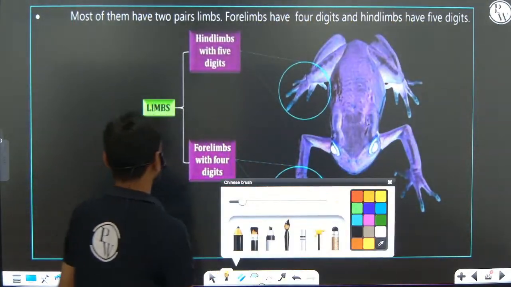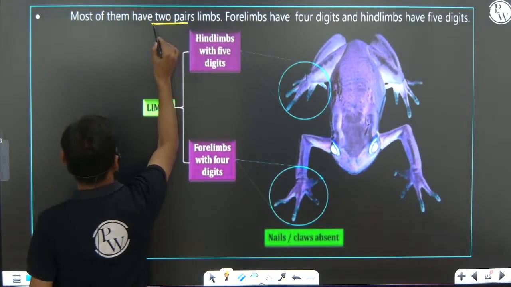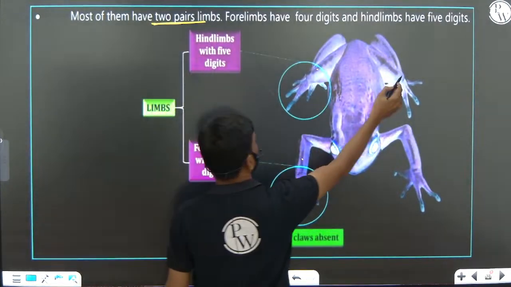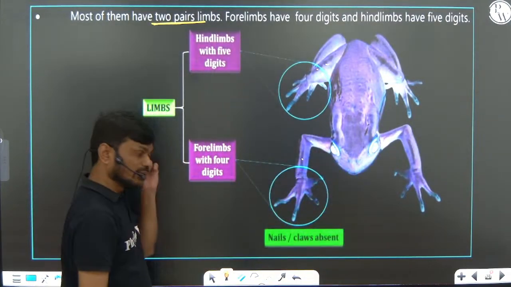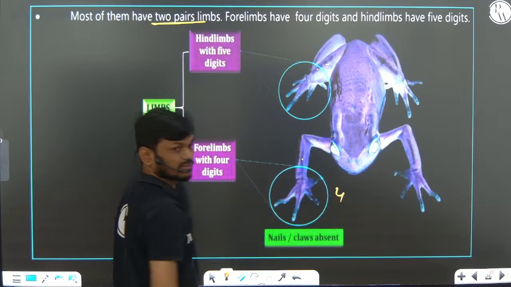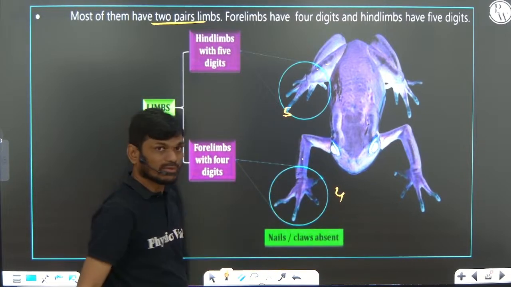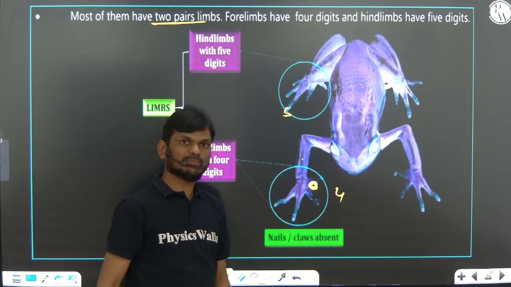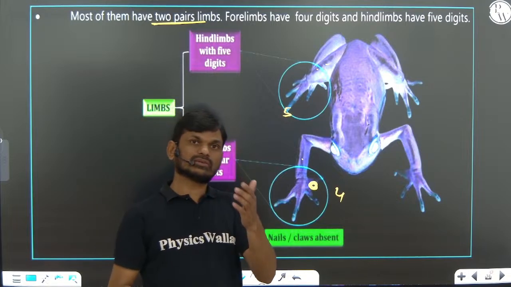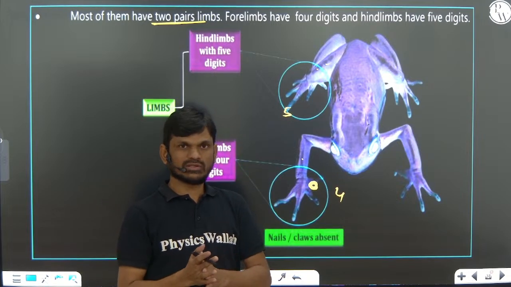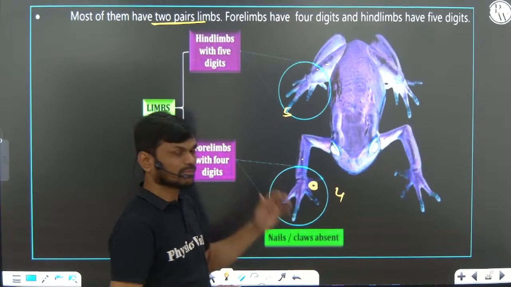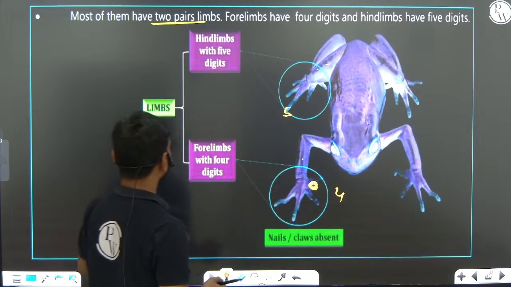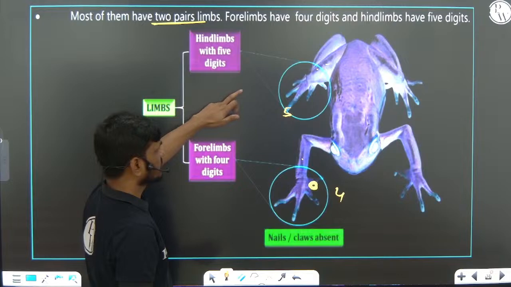So two pairs of limbs are present. Most of them have two pairs of limbs. We can say these are forelimbs and hind limbs. Forelimbs have 4 digits, hind limbs have 5 digits. The first pair, the forelimb, has a nuptial pad or amplexary pad that helps at copulation time. They are present only in male. Amplexary pads are present; that's sexual dimorphism. So two pairs of limbs are present, forelimb and hind limb.